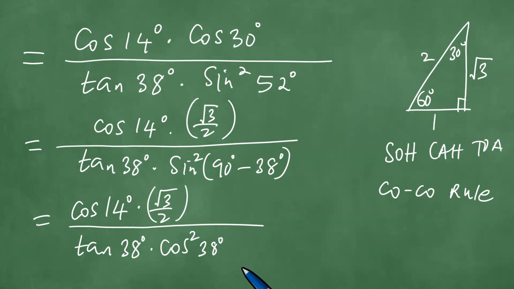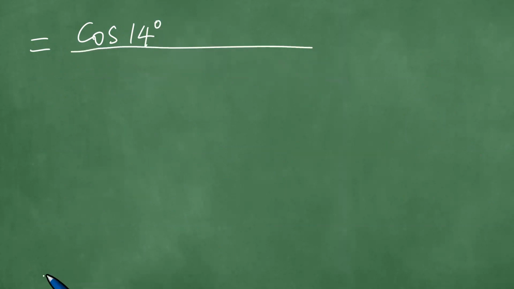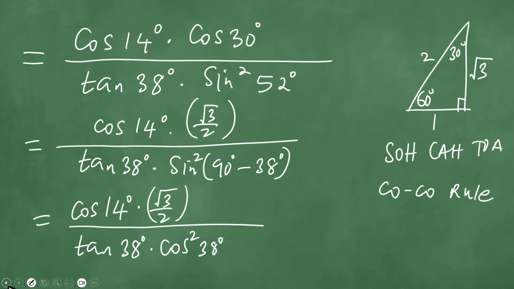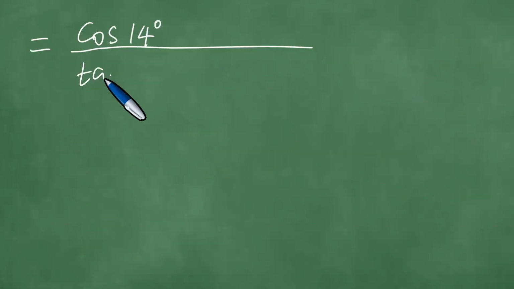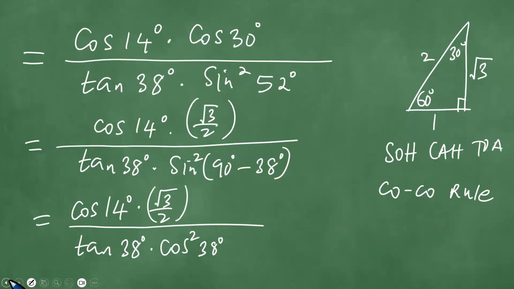So let's see what we get here. At this point, in the numerator, we still have the cosine of 14 degrees, divided by the denominator, which is the tangent of 38 multiplied by cosine squared of 38.